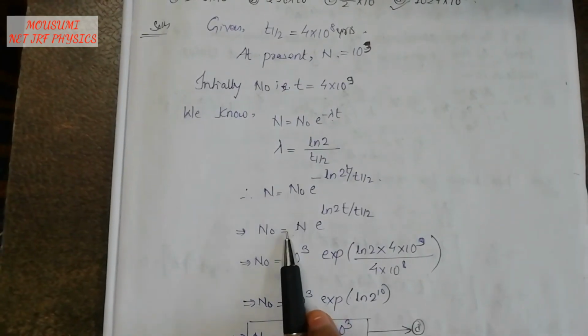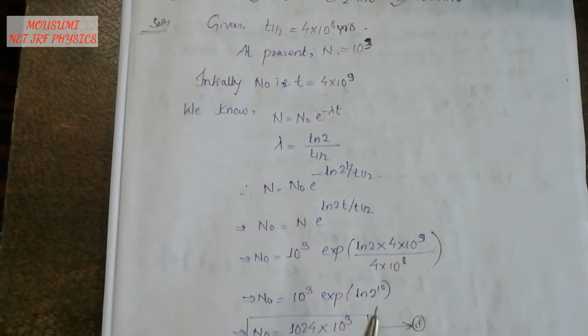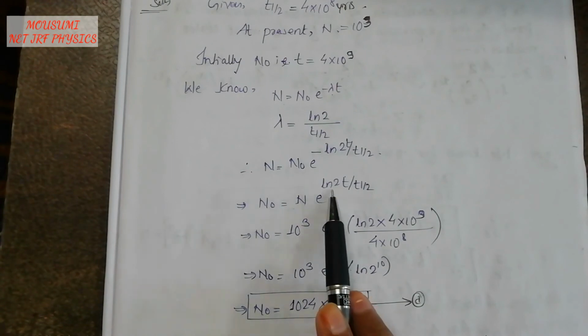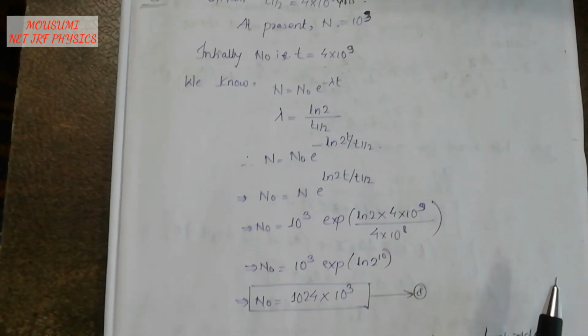So we are asked to find N naught, so we will bring N naught to the left hand side and we will have this formula. Now we will substitute the values. N is what? 10 to the power 3, exponential log 2, the value of t which is 4 into 10 to the power 9, and the value of t half, that is 4 into 10 to the power 8.